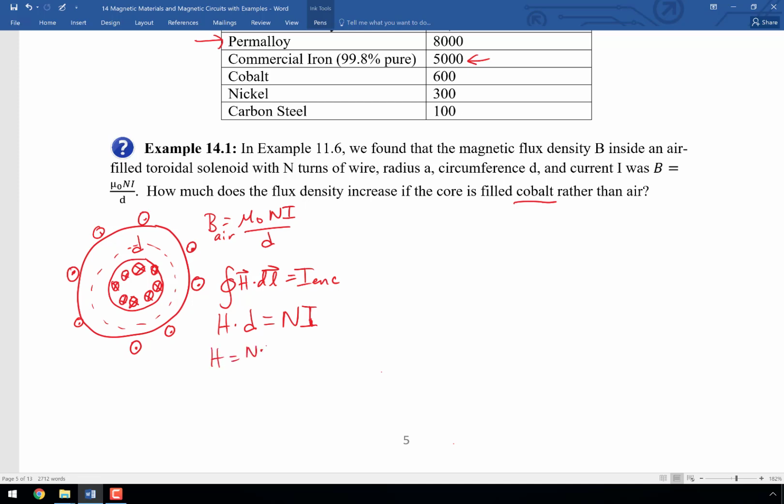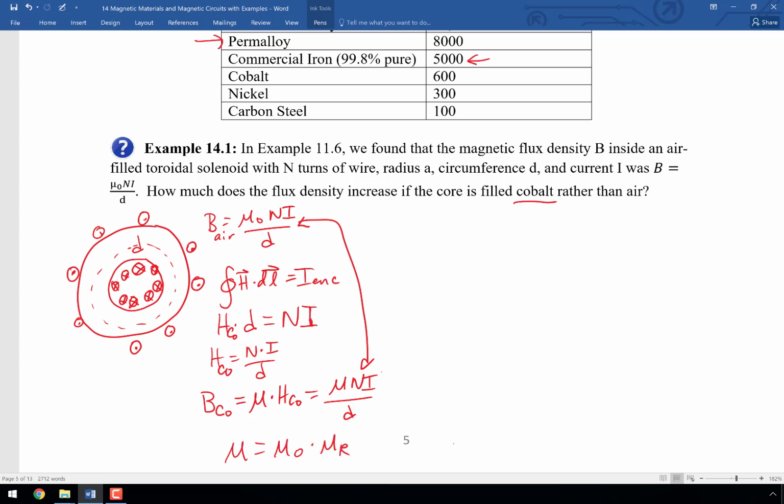And so I can solve for this. H equals N times I divided by D, and then I can calculate B. B of cobalt is equal to mu times H of cobalt, and I should probably clarify this is H of cobalt, and therefore this is equal to mu Ni divided by D. So notice the only difference between these two equations for air and cobalt is that mu sub 0 is replaced by mu. Remember that mu is equal to mu sub 0 times mu sub r.